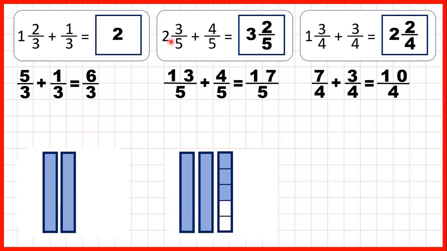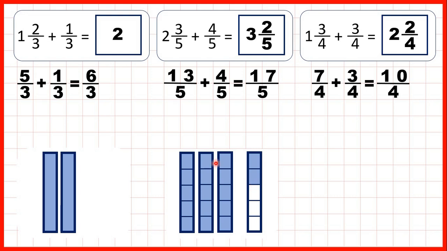Next, we had 2 3/5, and we were adding 4/5. First, we changed 2 3/5 into an improper fraction. That's 13/5, because if we change our 2 wholes into fifths, that gives us 10/5, and then we add the 3/5 that we had in our mixed number to begin with. Now, if we put that together, that gives us 17/5. Remember, each of these little pieces is 1/5, and we have 17/5 altogether.